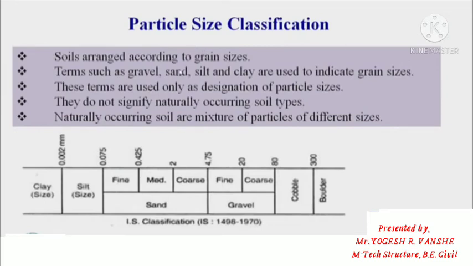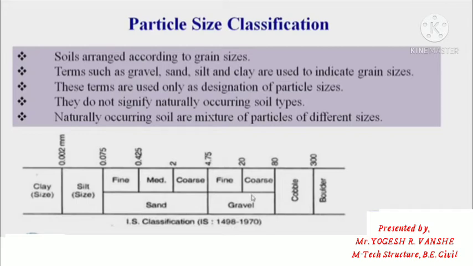In particle size classification, the classification is made based on the particle size of the soil particles. So the soils are arranged according to their grain size. The terms such as gravel, sand, silt and clay are used to indicate the grain sizes, and these terms are used only as designations of particle sizes. They do not signify naturally occurring soil types, and naturally occurring soils are mixtures of particles of different sizes. So this is the IS classification as per IS 1498-1970.